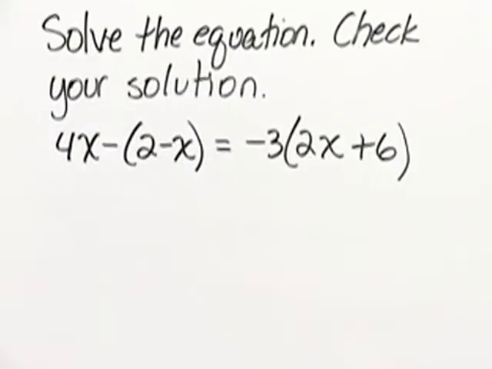Solve the equation. Check your solution. 4x minus the quantity 2 minus x equaling negative 3 times the quantity 2x plus 6.